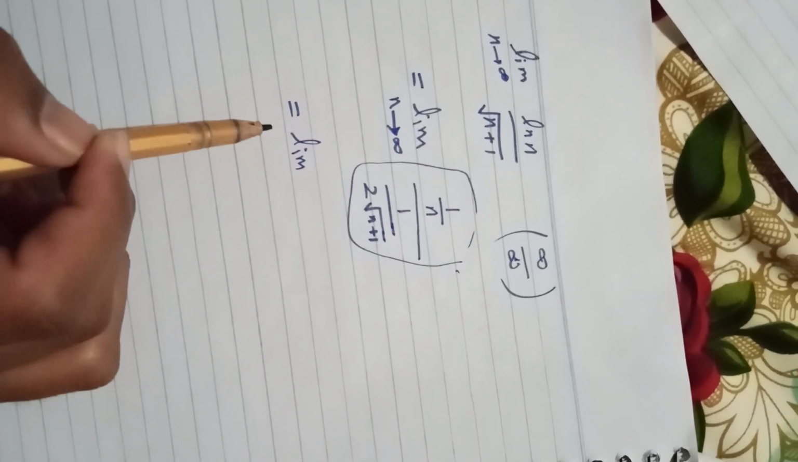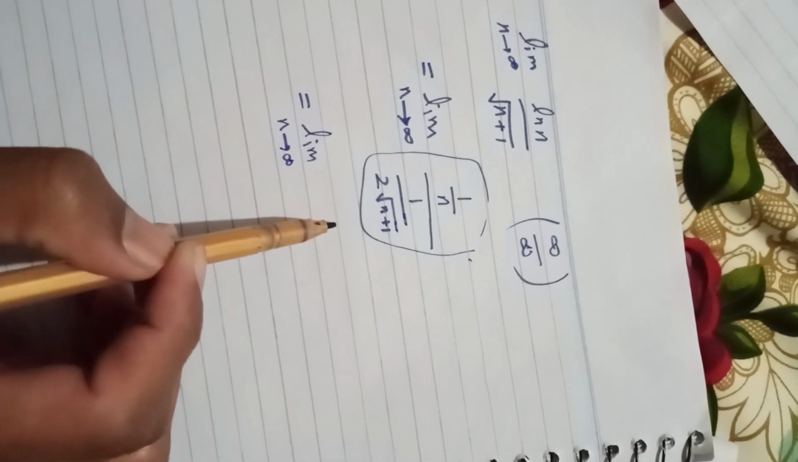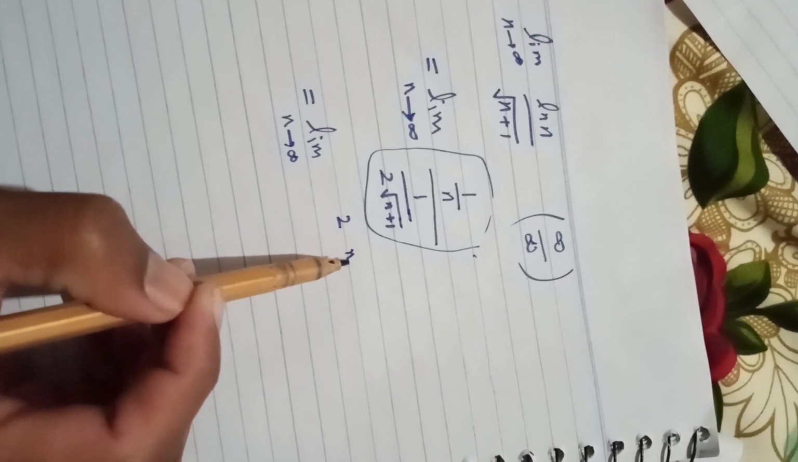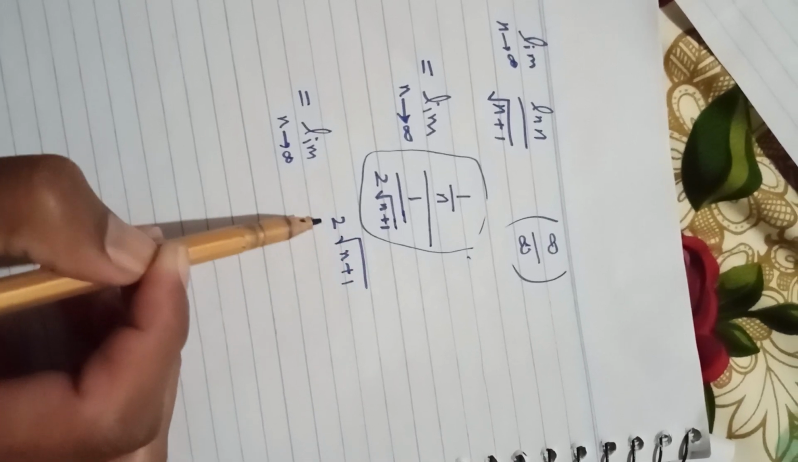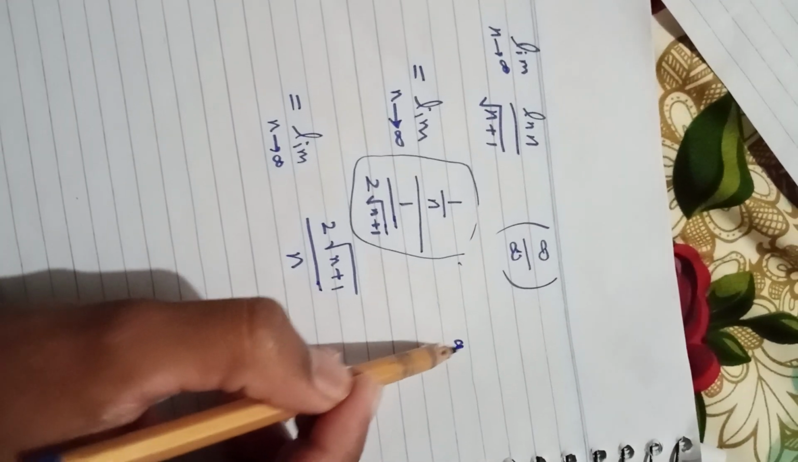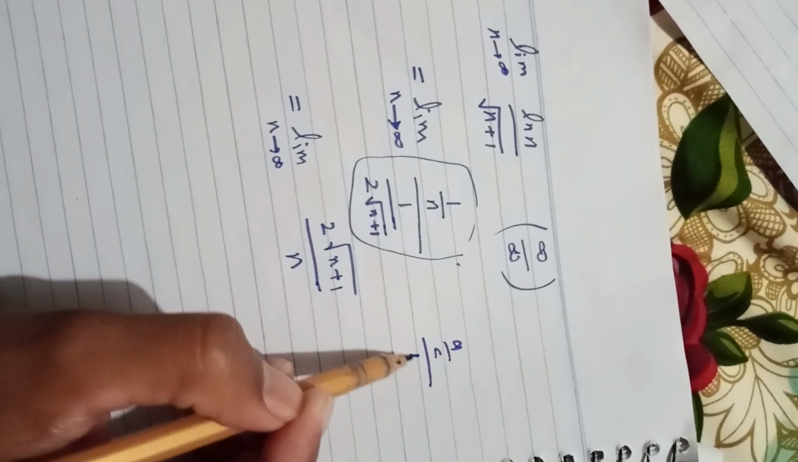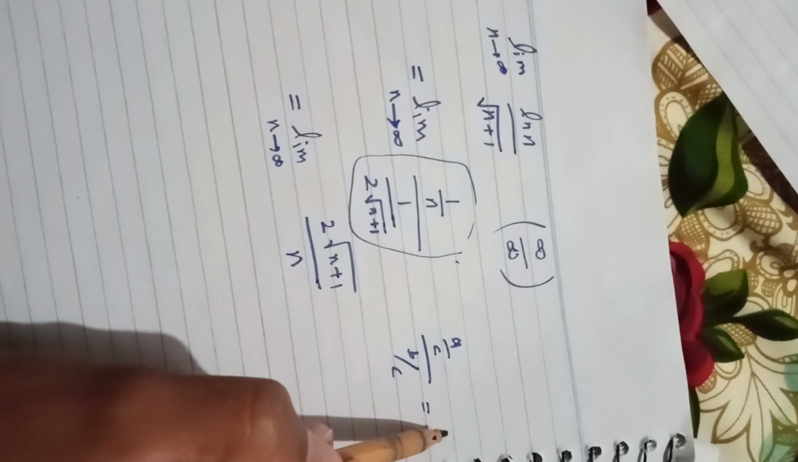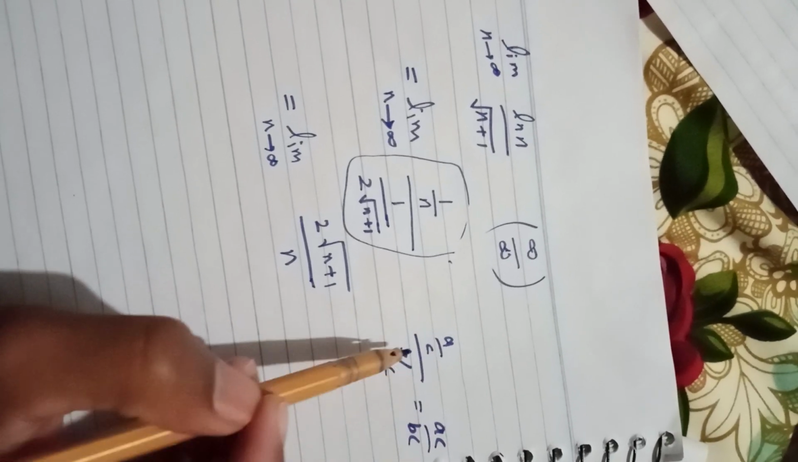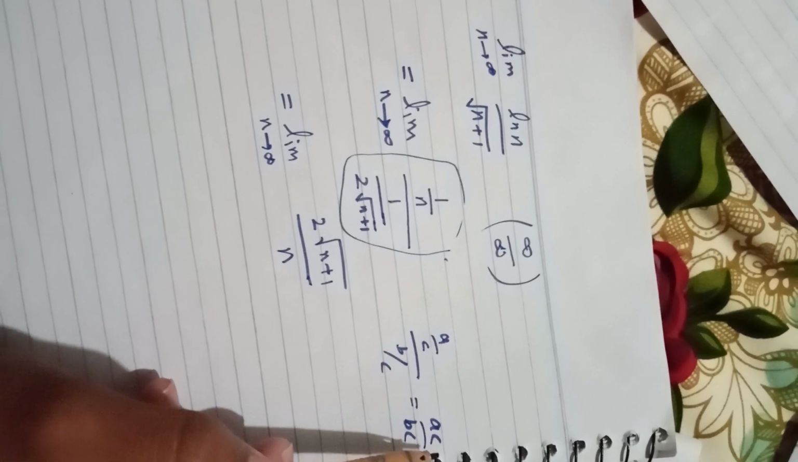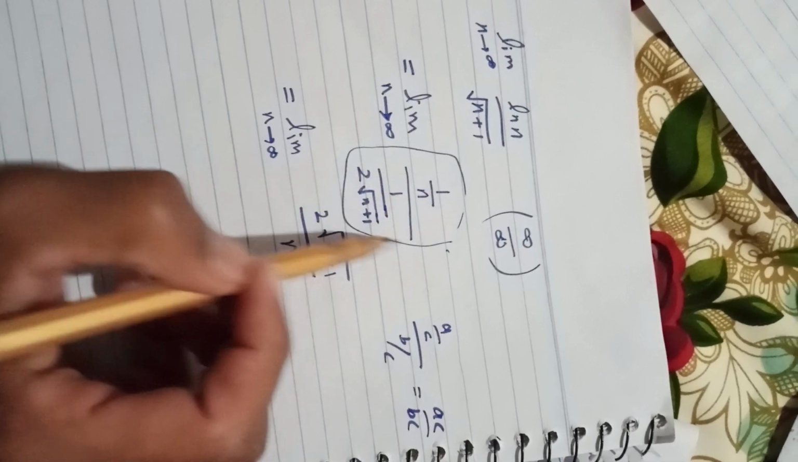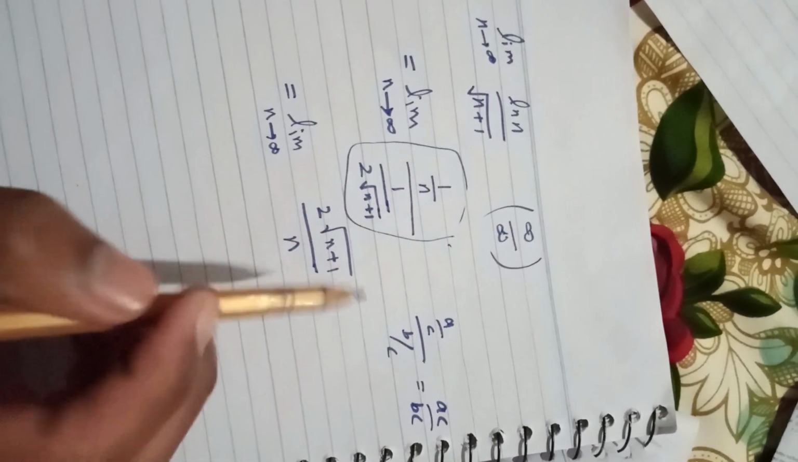We will get limit n approaches infinity of 2 times square root of n plus 1 over n. We have used this theorem here: a over c divided by b over c, we can write as ac over bc. So by using this theorem, we rearrange this expression and we get this.